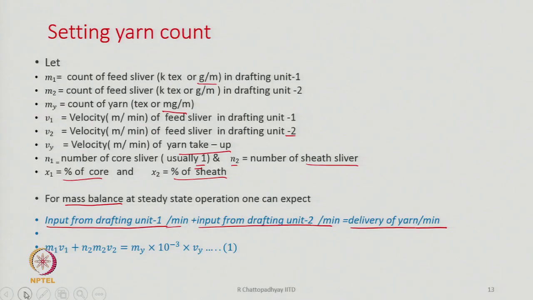Therefore, we can write the simple equations. Input from drafting unit 1 per minute is going to be this, input from drafting unit 2 is going to be this, and the delivery of the yarn is going to be this. So, we write N1 M1 V1 plus N2 M2 V2 equal to My 10 to the power minus 3 into Vy. Why 10 to the power minus 3?